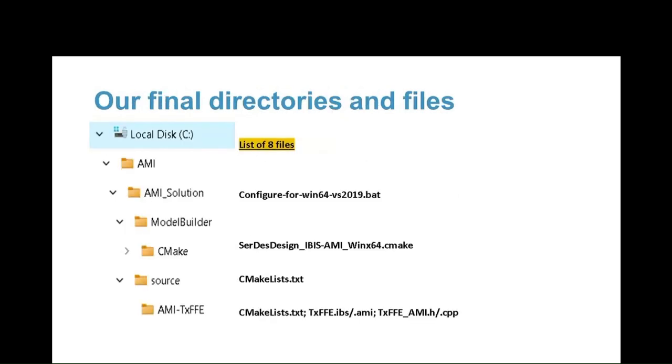So effectively, we've had 8 files that we've defined with this directory structure. This includes the custom CMake files and the IBIS-AMI files. You can see here's the IBIS file and the AMI and the bottom line and the .h and the .cpp.